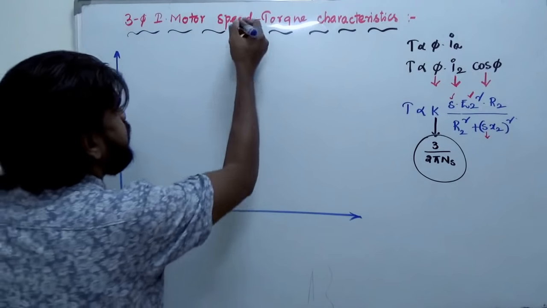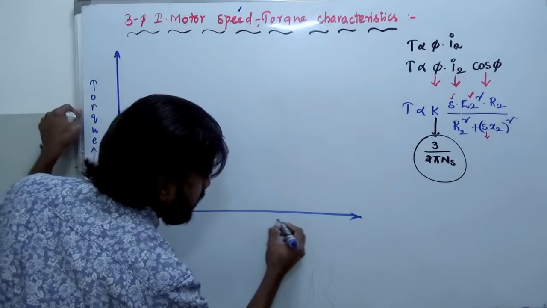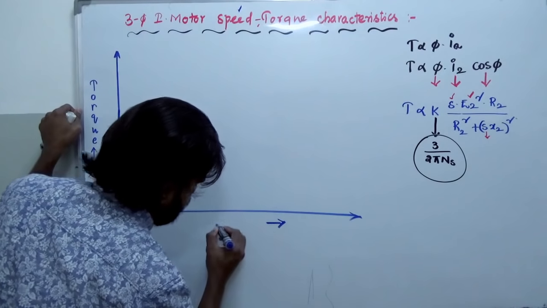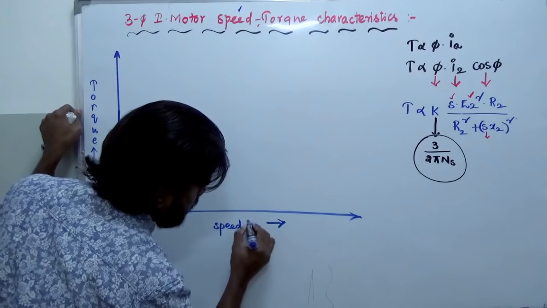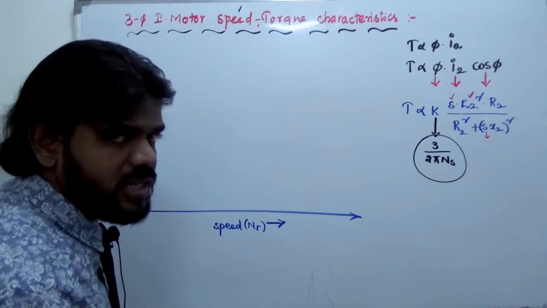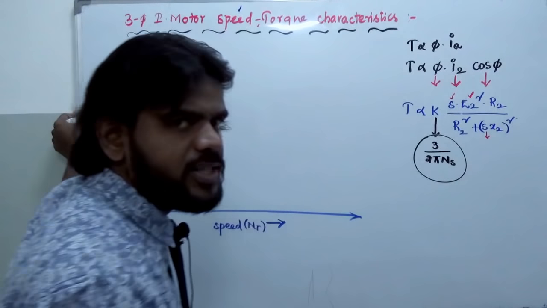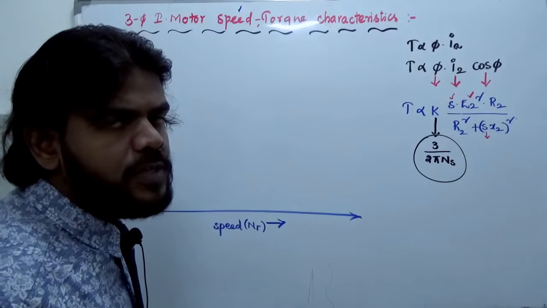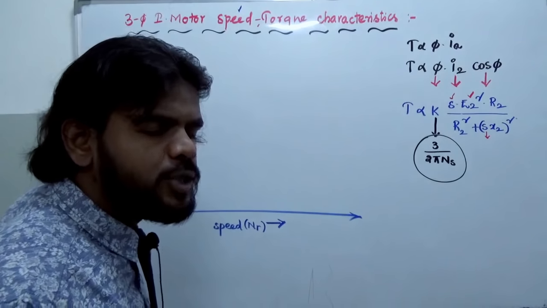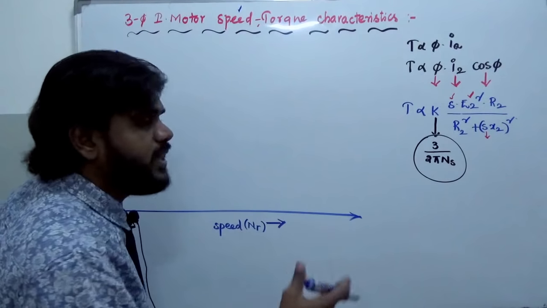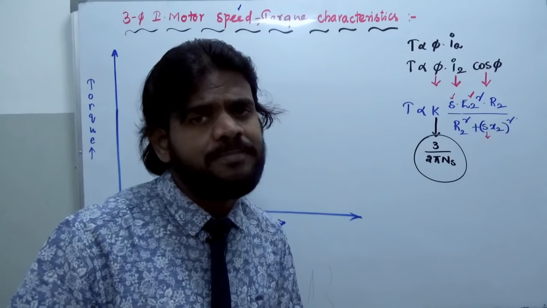Basically we need to take the speed. Let's say the speed is here, that is Nr. What is meant by Nr? There are two speeds, right? Ns and Nr. Ns is called the synchronous speed, that is the speed of the stator flux, the rotating magnetic field speed, and Nr is the speed of the rotor, which is generally called the speed of the motor.